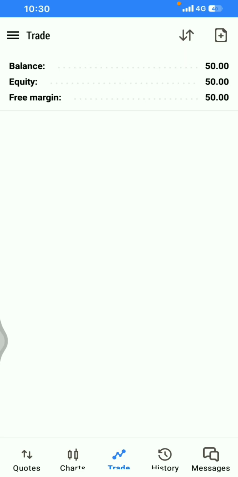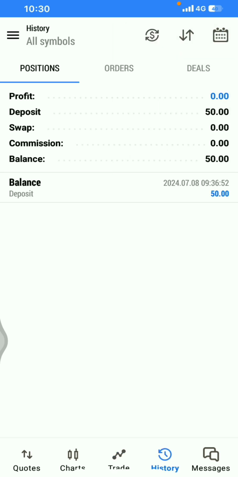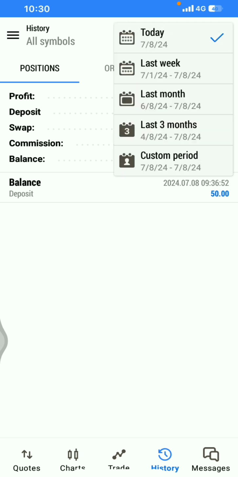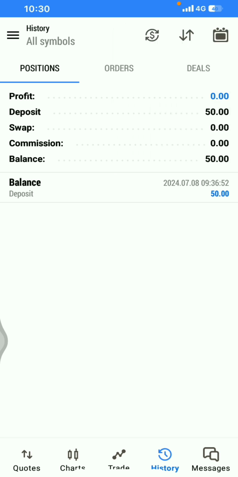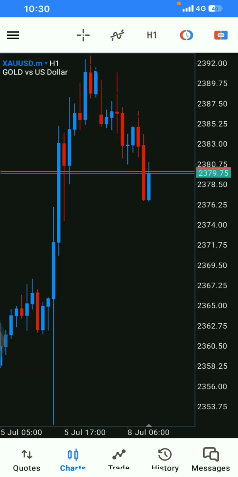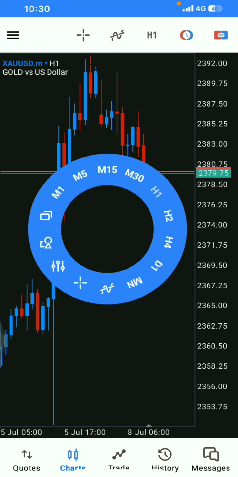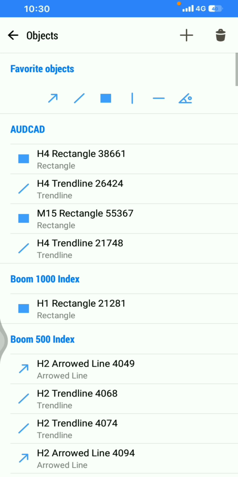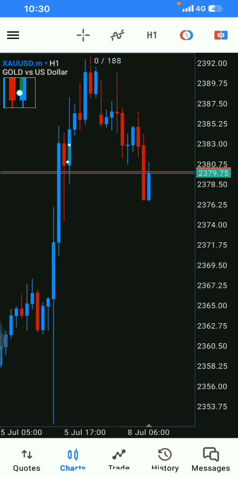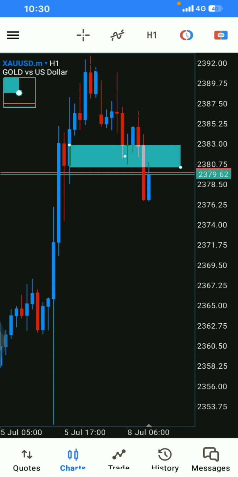I'm going to be turning this $50 into any amount today. I deposited $50 over here, and I expect to make a good return from this. All right, guys, I'm going to be entering my trade right here on gold, XAU/USD. I saw a support zone which was broken.